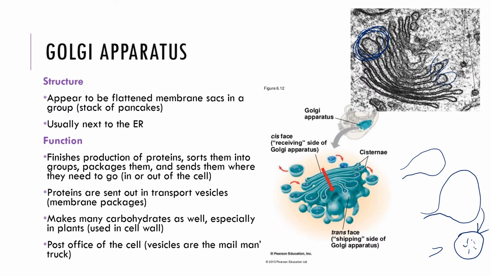There's a receiving side. Think of it like a post office. Mail comes in, it gets sorted, and then it gets sent out. The receiving side is called the cis face, meaning it's on the same side as where the material is coming from. The shipping side, or the side where it's going to, is the trans face, and trans means across. Cis means on the same side. So the Golgi will transport these materials. It'll also make carbohydrates, especially if we talk about plants. It's used to help make their cell wall.